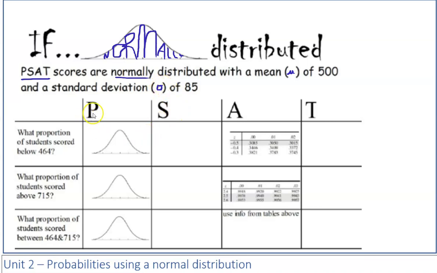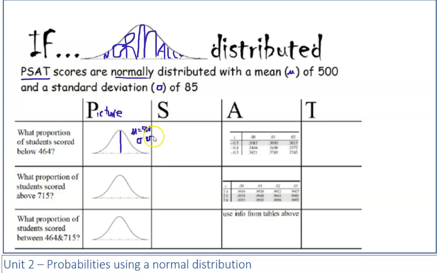All right, so what I want to advocate is that you draw a picture to represent the problem, because this will enhance your solutions at the end and really make sure that you capture everything. You don't have to do a whole lot here, you just have to indicate that it's normally distributed with that picture, and that it has a mean of 500, and a standard deviation of 85.